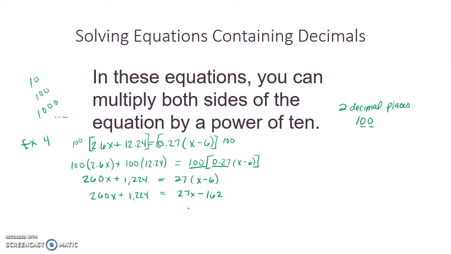Then we can go ahead and move our x's to the same side. Subtract 27x, subtract 27x, which leaves us with 233x plus 1,224 equals negative 162. We will subtract 1,224 from each side, and we're left with 233x equals negative 1,386.